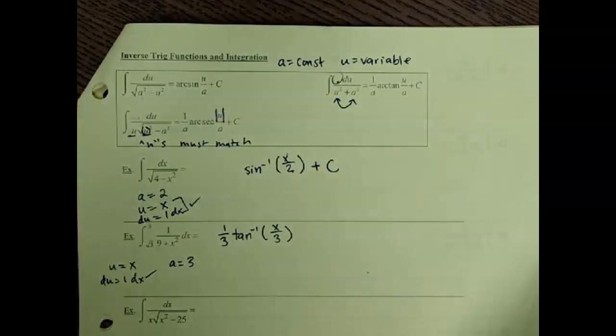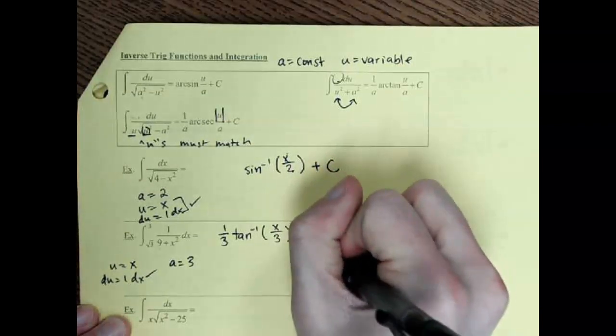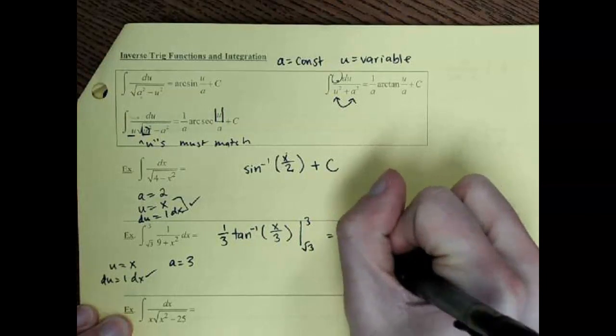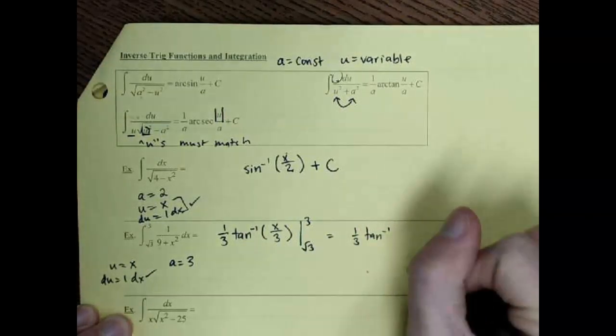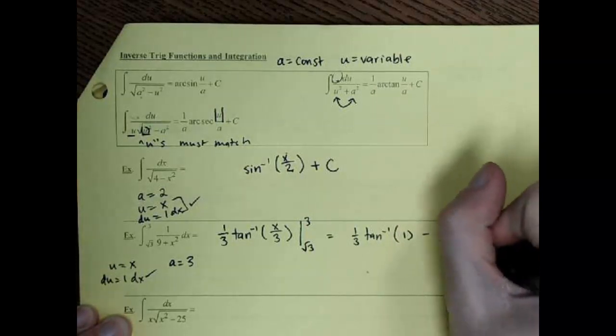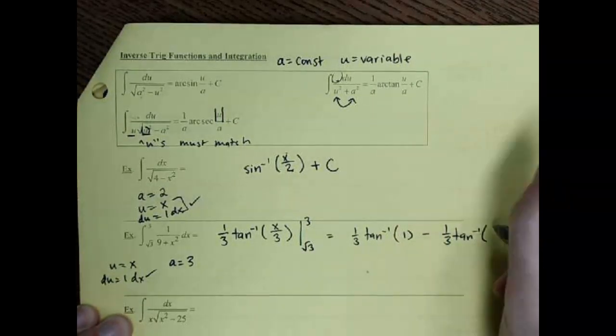Tan inverse and secant inverse, they need 1 over a. The sine inverse does not. I hope you understand why, but if not, it's okay. You should be able to do the questions anyways. Now, this is a definite integral. So we have to finish plugging some stuff in. I've got 1/3 tan inverse of 3 over 3, that's just 1, minus 1/3 tan inverse of root 3 over 3.